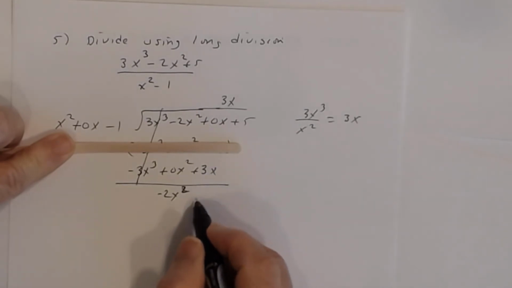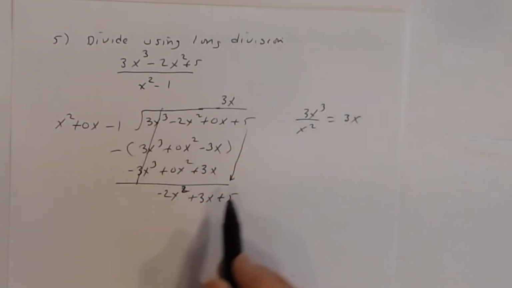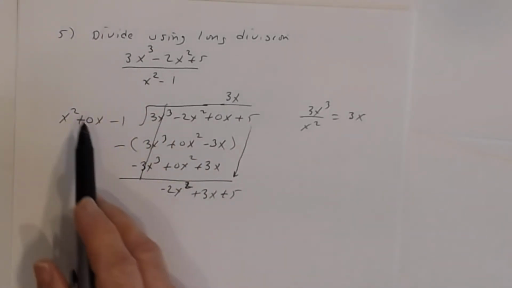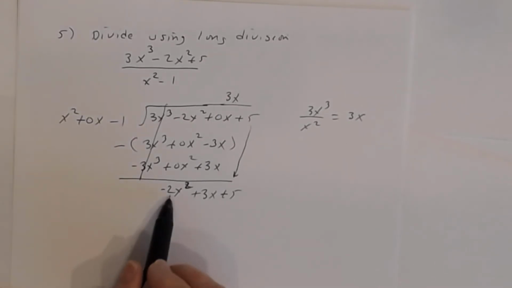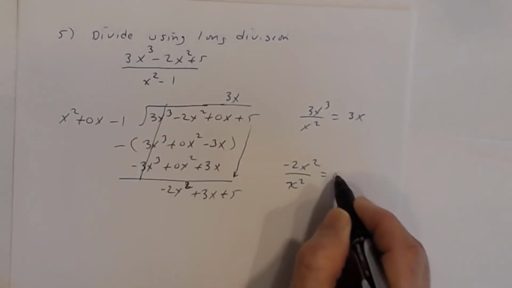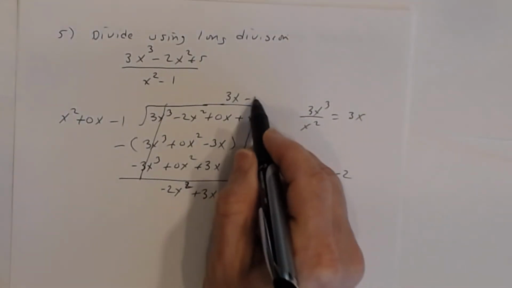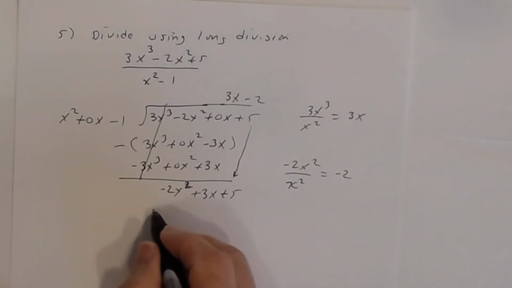0x and 3x is 3x. And then you bring down the next term. Now notice the degree here is 2. The degree here is 2. So I can continue dividing. So x squared into this. So negative 2x squared divided by x squared is negative 2. So that goes here. And then we multiply. Negative 2 times x squared is negative 2x squared.